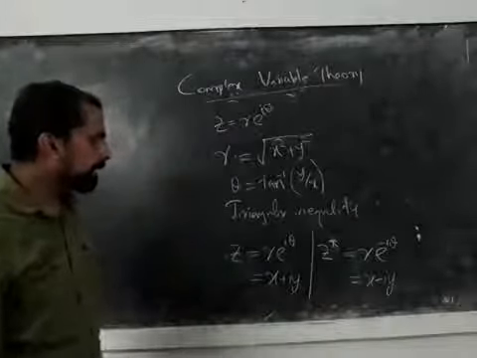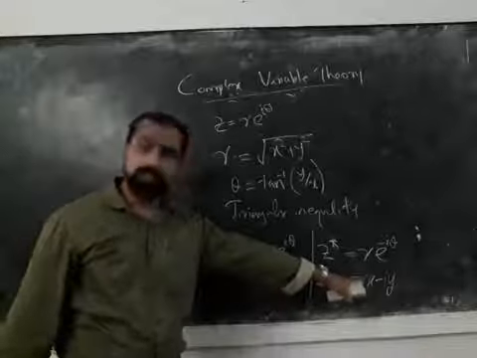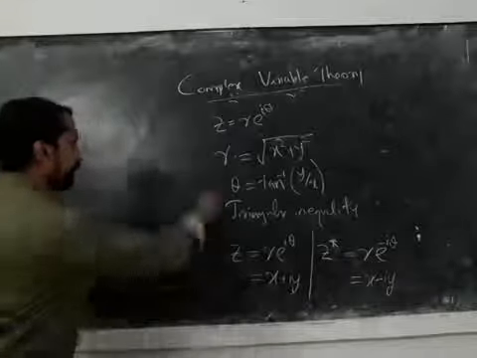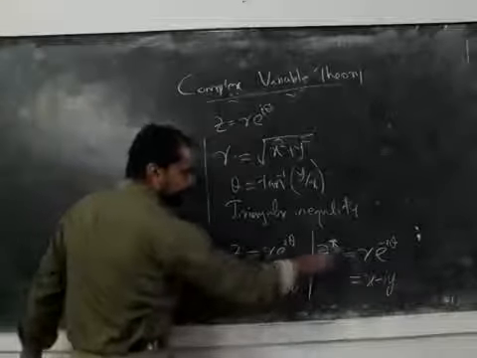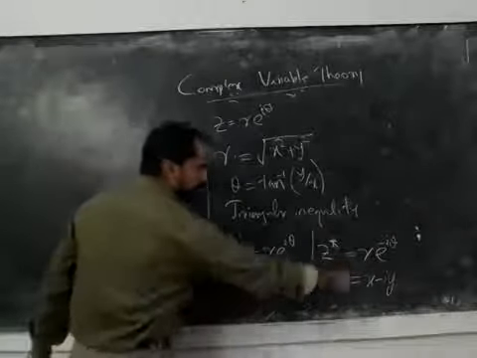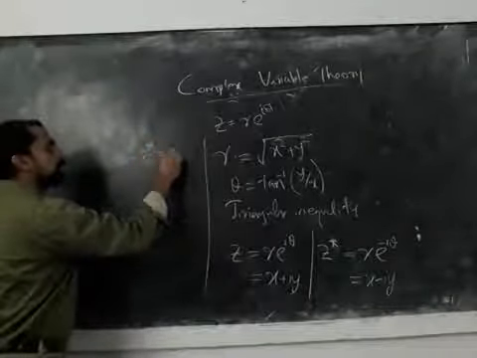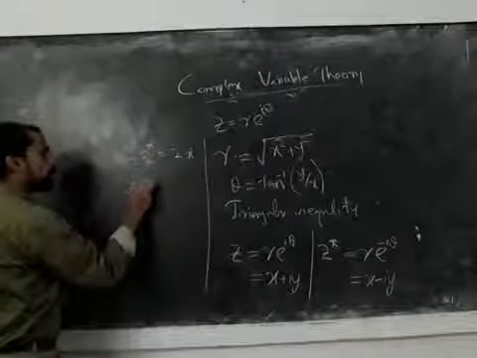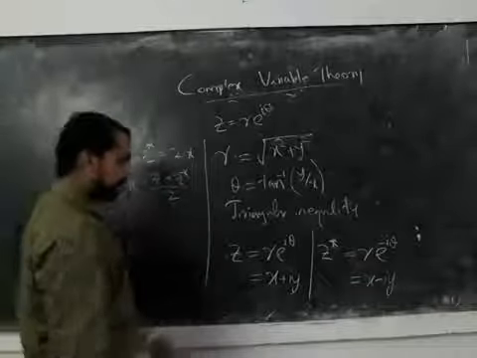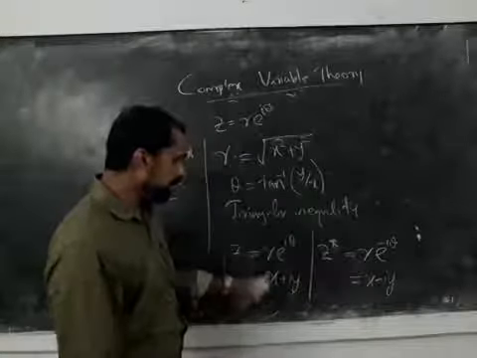Another thing, you have z is equal to x plus iy and z star is equal to x minus iy. From these you will get x and y in terms of z and z star. If you add z plus z star, what would be the result? You will get 2x. So x is equal to z plus z star by 2. And if you subtract, z minus z star, what will it be? You will get 2iy.